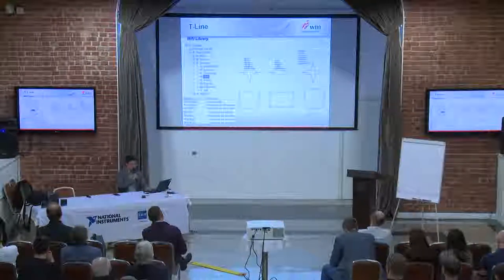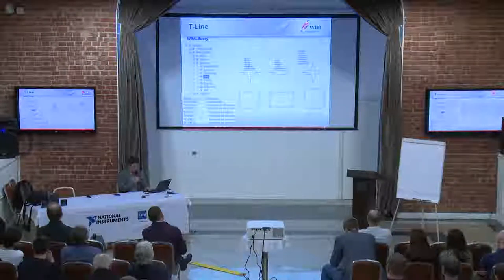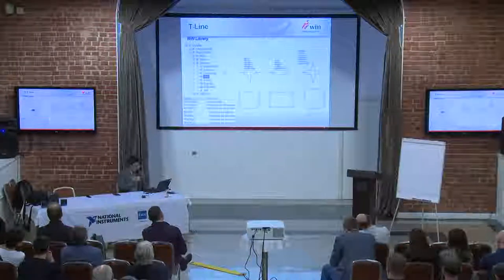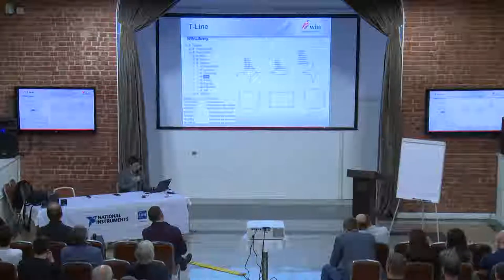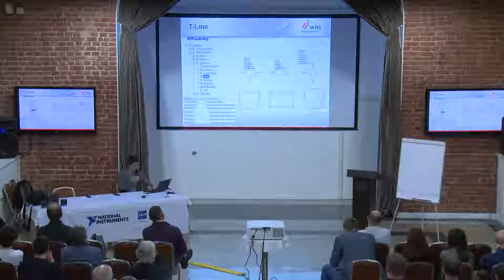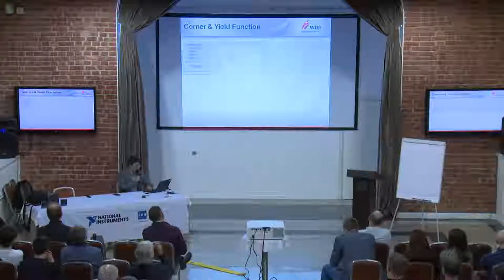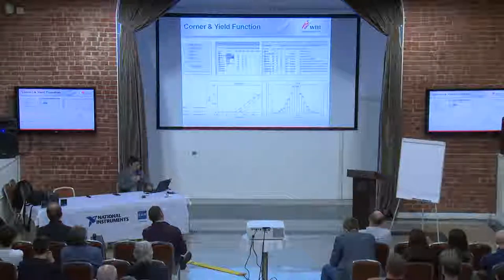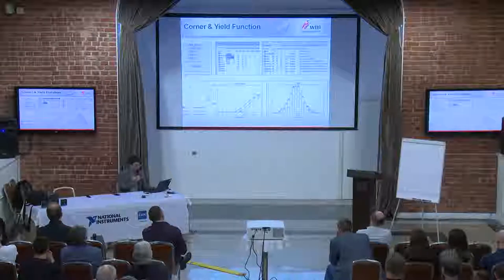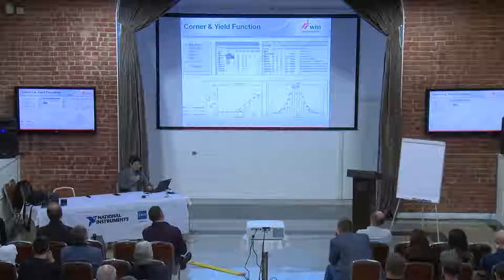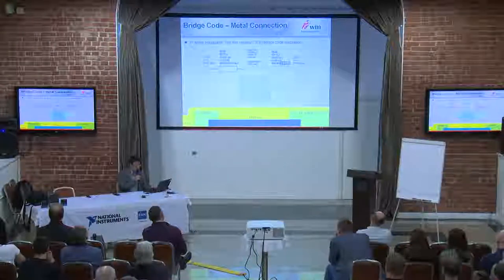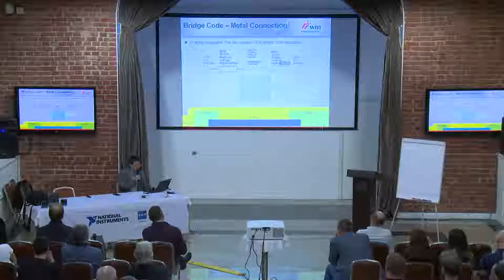Okay, so to provide a more convenient layout environment, we also provide a T line. You can join the transmission line or the passive component by this T shape and the cross shape into your layout. And we also provide a corner model. You can make sure of your circuit performance even when we have process variation. And we are trying to modify our so-called bridge code for the metal connection.